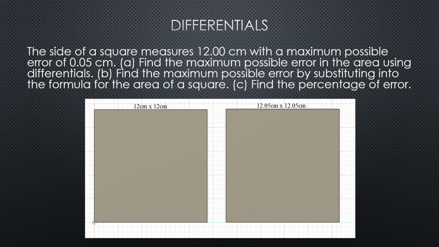So here's basically what's going on with this problem. We've got a manufacturer, somebody that's manufacturing for us. We want a 12 centimeter by 12 centimeter square, but the manufacturer has a plus 0.05 centimeter tolerance on their manufacturing. So we'll get either a 12 by 12 or all the way up to potentially a 12.05 centimeter square.